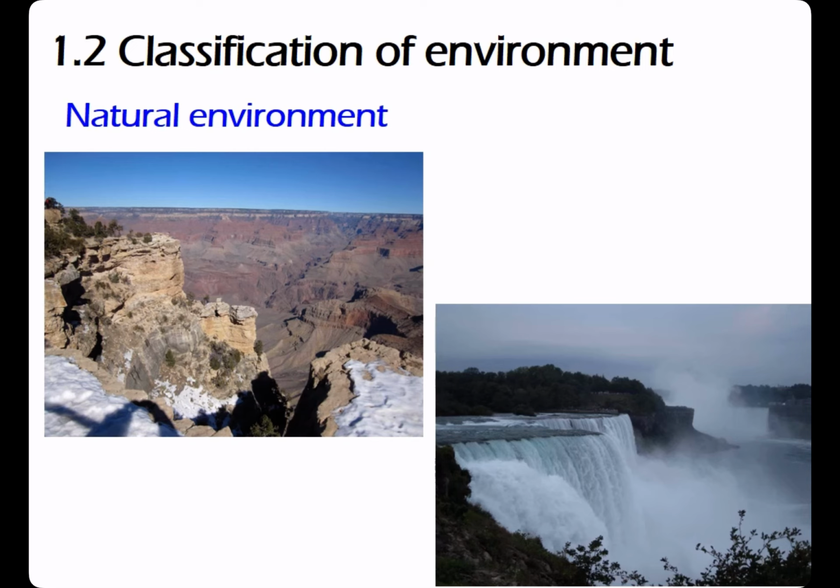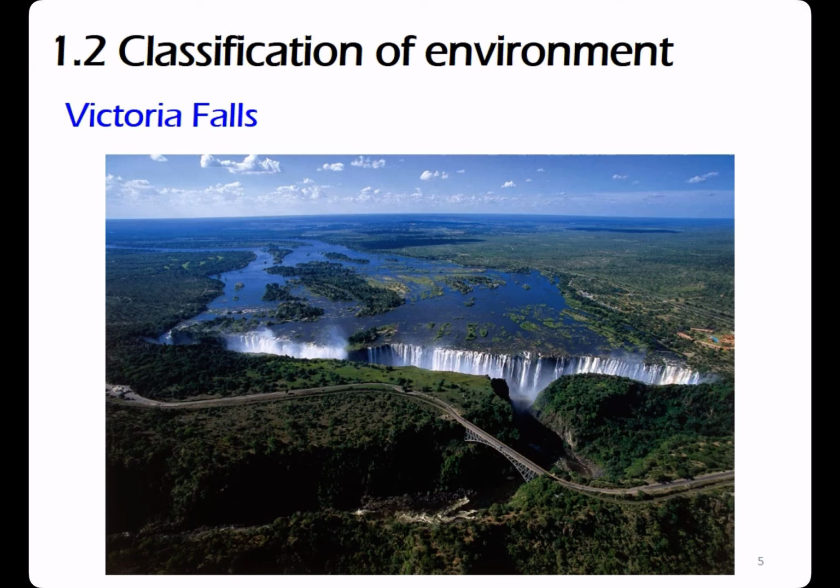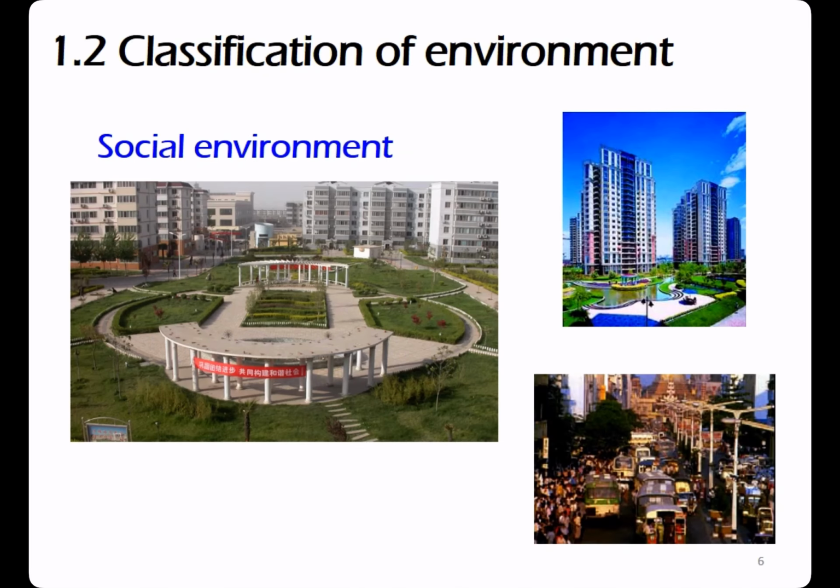The picture on the left is the picture of Grand Canyon, and the picture on the right is a picture of Niagara Falls. Both of them are natural environment. Now this is a picture of Victoria Falls, which I'm sure many of you are familiar with. This is also an example of natural environment. The second one is social environment, which refers to the environment people live in, such as buildings, streets, or schools.